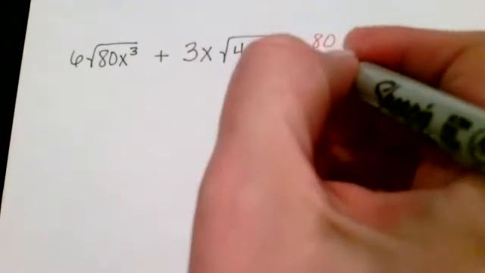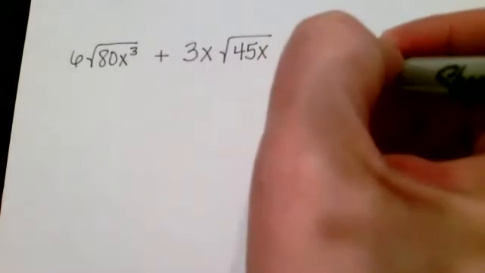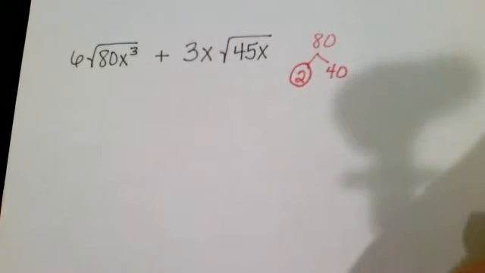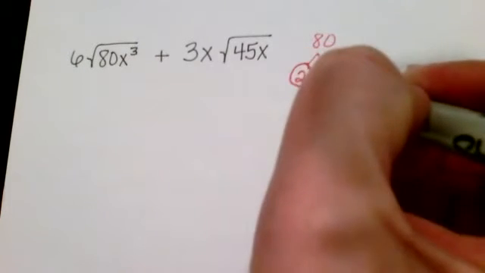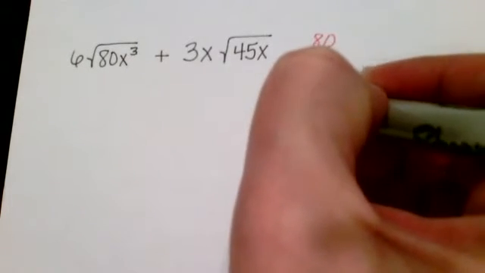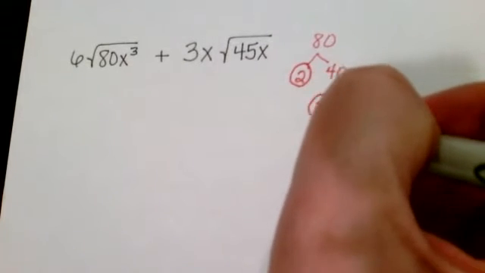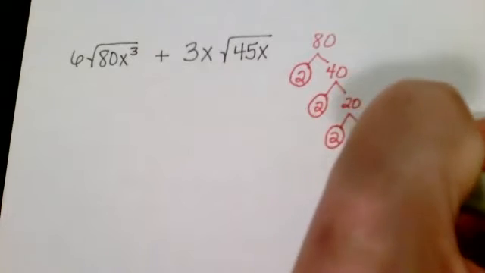I start real basic. I know that it's multiplying by 2 times 40. And I know that 2 is a prime factor. I circle it to show that that branch of the factor tree is finished. Then I've got 2 times 20. Then I've got 2 times 10. And then finally 2 times 5.